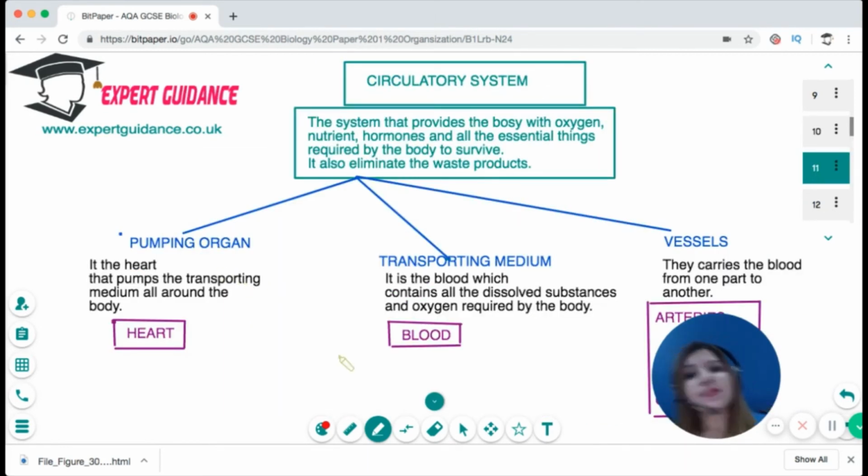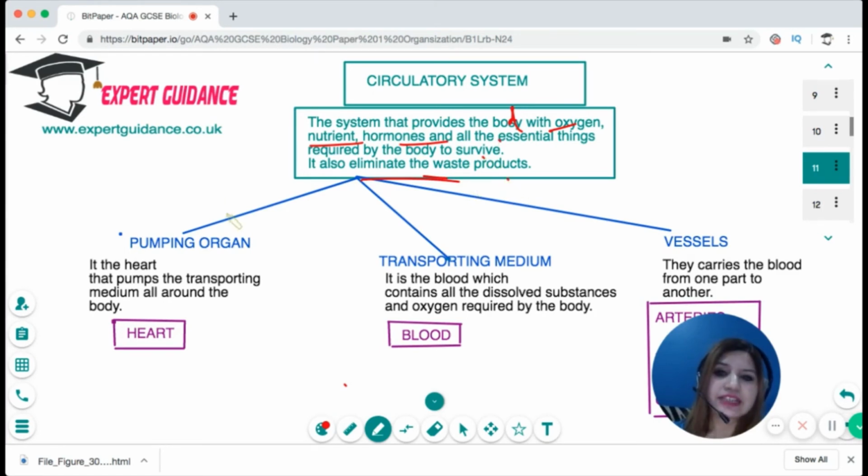Now let's move on to the circulatory system. The question is, why do we need a circulatory system? And what is a circulatory system? So the circulatory system is a system that provides the body with oxygen, nutrients, hormones, and all the essential things that a body needs to survive. And it also gets rid of the waste products. But why do we need a circulatory system? We need a circulatory system because we need a constant supply of all these nutrients.